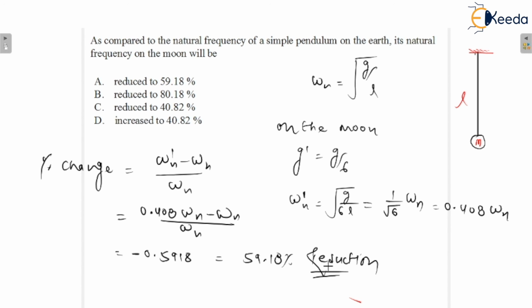So the answer, option A, would be the correct answer.